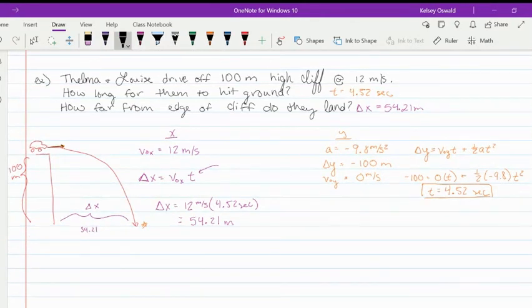Traveling 12 meters per second for each second. So if we take that 12 meters per second times how long they're traveling, that 4.52, that'll tell us how far they traveled. Whereas vertically, remember that velocity is changing by negative 9.8 each second. So while our horizontal velocity always remains a constant 12 meters per second, that vertical velocity is changing at a rate of negative 9.8 meters per second each second.